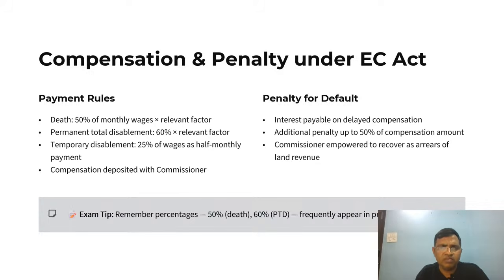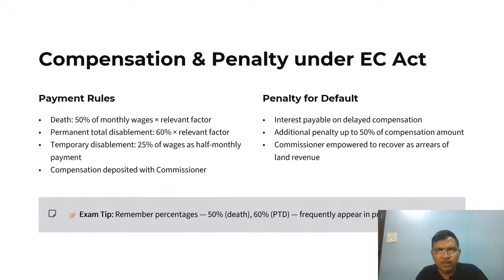So what happens? Employees' compensation and penalty under the Employee Compensation Act payment rules. Death: 50% of the monthly average wages into relevant factors. Permanent disability is 60% into relevant factors. Temporary disablement: 25% of the wages on half-monthly payment. Compensation depends on the commissioner.